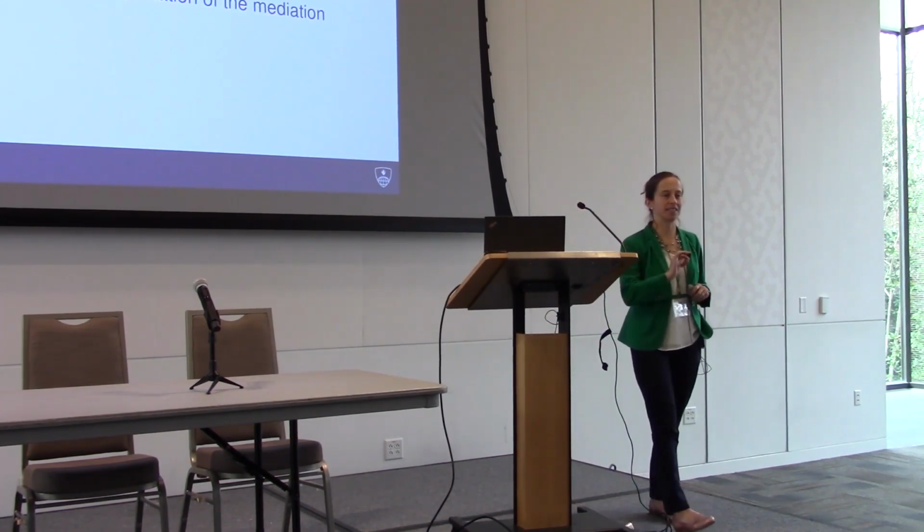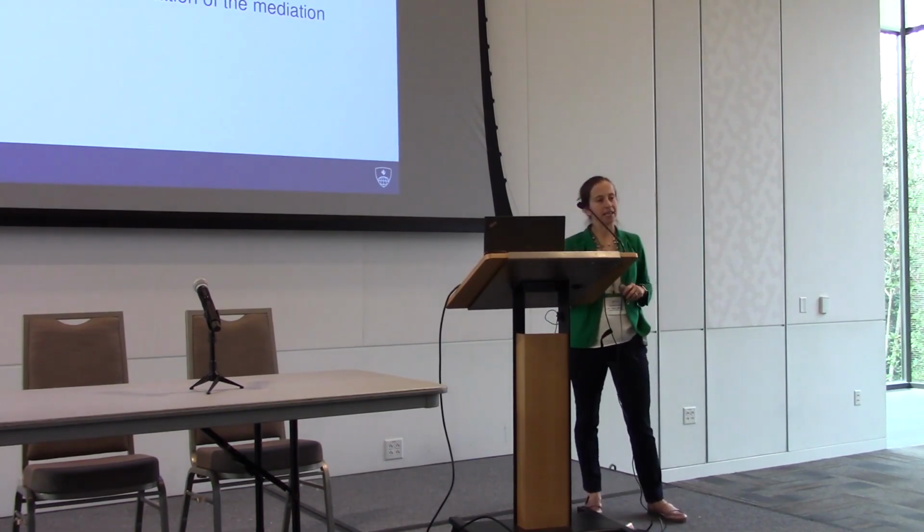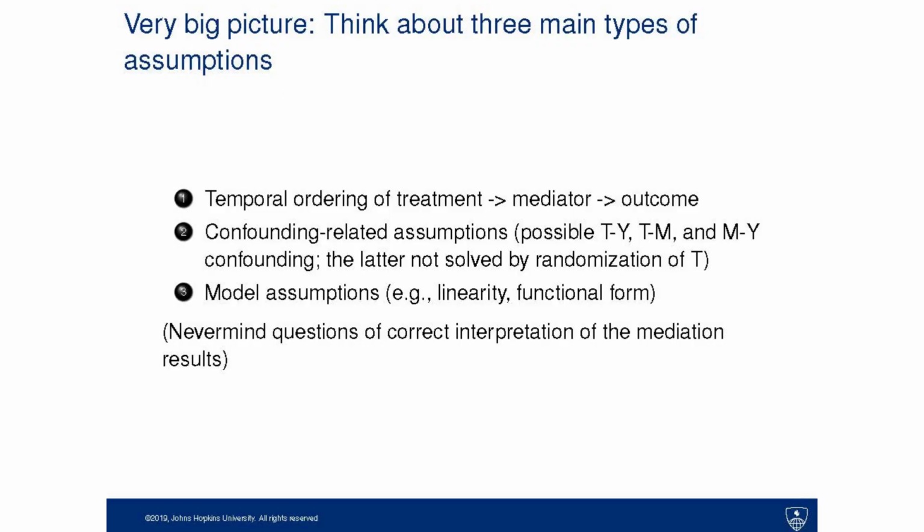Okay, really quickly, this is again very high level, basic. There are three main types of assumptions that underlie mediation, and in particular, the Baron and Kenny kind of approach. Temporal ordering: for causal inference, we like temporal ordering. Confounding: because the mediator is not randomized, we have to worry about confounding even if T is randomized. So we might be worried about confounding with TY, TM, and MY. And then some model assumptions about things like linearity and functional form. So I'm just going to really quickly go through each of these. We didn't even address whether they were interpreting the resulting effects in a reasonable way. So that's a whole harder can of worms.